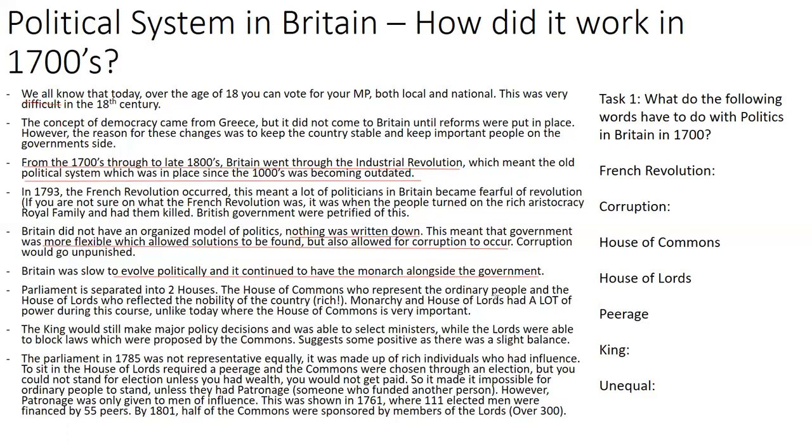The House of Commons represents the ordinary people, and the House of Lords reflected the country's rich people. Now, the monarchy and the House of Lords had a lot of power during this course, unlike today, where the House of Commons is very important. So the House of Commons decide on the laws, and if they pass a law in the House of Commons, it has to be okayed by the House of Lords.